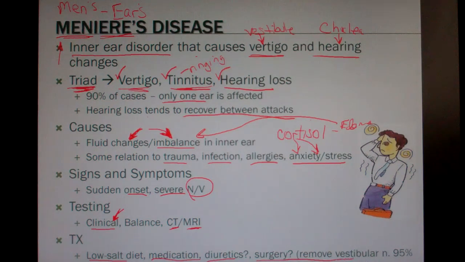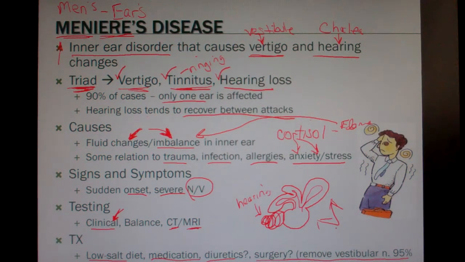Surgery works in 95% of cases by removing the vertigo and keeping your hearing. If this is the vestibule with the three little semicircular canals, and the cochlea is kind of attached, the cochlea over here is the one for hearing, and the vestibule and its semicircular canals up here are for the vertigo, or the spinning part of it, or the balance part of it.